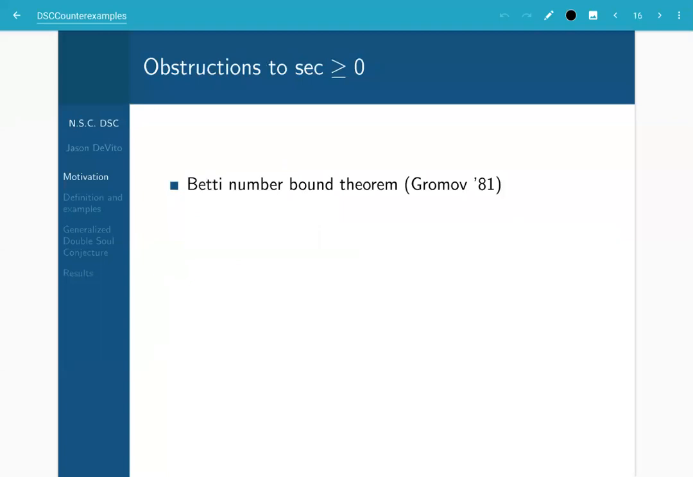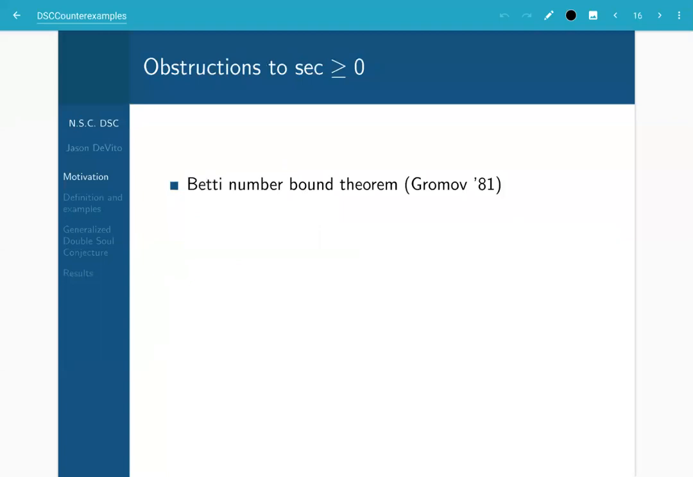What about obstructions? What are some reasons you can't equip manifolds with metrics of non-negative sectional curvature? The biggest result here is due to Gromoll, and it's a Betti number bound. If you have a closed manifold of non-negative sectional curvature, you can look at its Betti numbers with respect to any field coefficients. What Gromoll proved is there's an upper bound that depends only on the dimension and the choice of field. So if you pick rational coefficients, there's a bound that only depends on the dimension for the total Betti number of your manifold. So topologically, things of non-negative sectional curvature can't be too complicated.